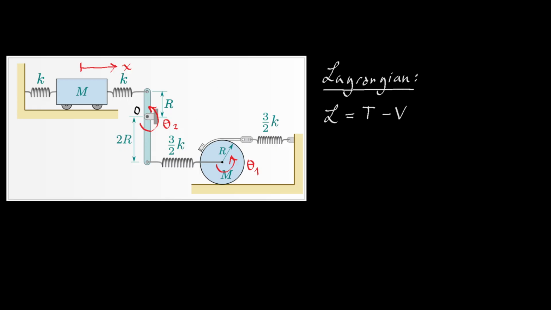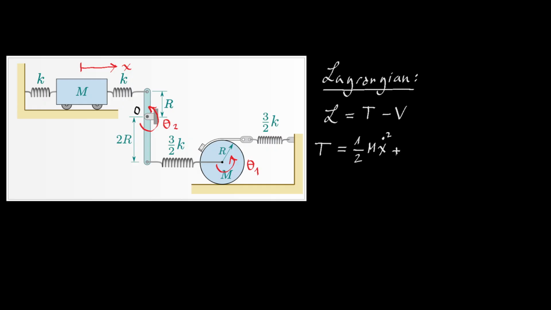So with these three coordinates, we can write the Lagrangian. The Lagrangian, remember, is equal to the kinetic energy of the system minus its potential energy. So first, let's write here the kinetic energy. The kinetic energy in this case is formed first by the translational kinetic energy of the cart, which is simply 1/2 m times x dot squared, and the kinetic energy of the cylinder.